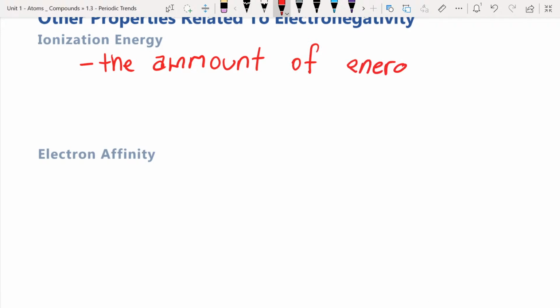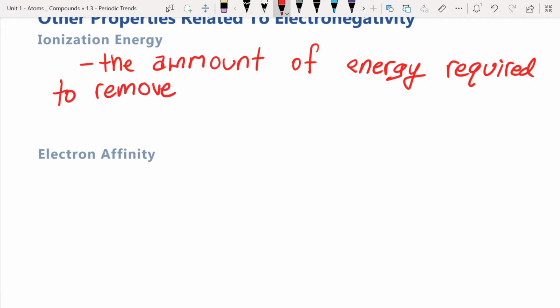The amount of energy required to remove an electron from an atom. And you can actually have first ionization energy, which is the amount of energy required to remove the first electron from an atom. You can have second ionization energy, which is the amount of energy required to take a second electron, and so on and so forth. Does that make sense? So the amount of energy required to remove an electron from an atom.